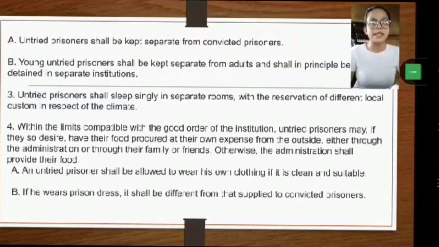A. Untried prisoners shall be kept separate from convicted prisoners. Young untried prisoners shall be kept separate from adults and shall in principle be detained in a separate institution.